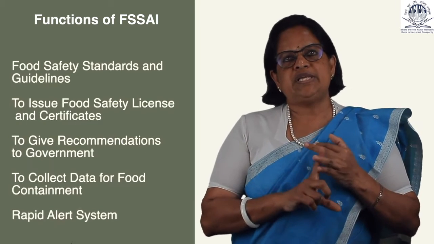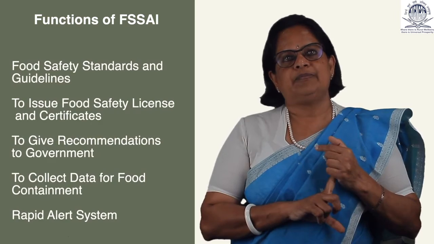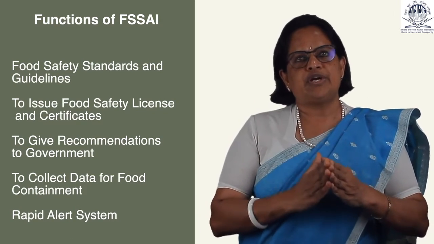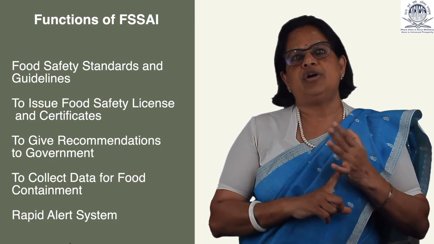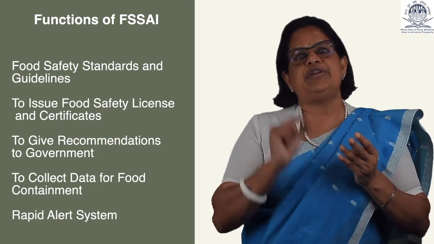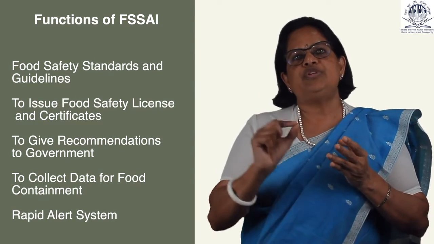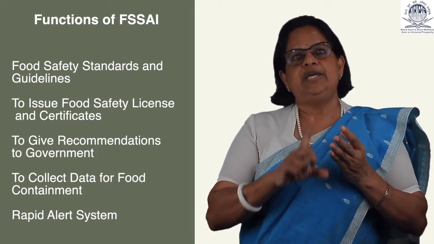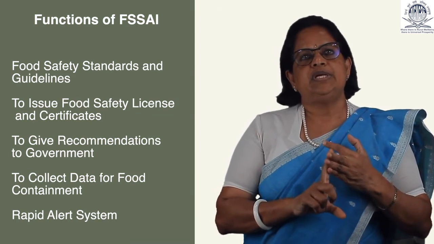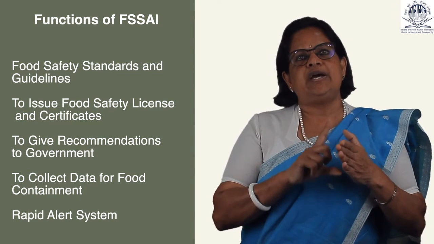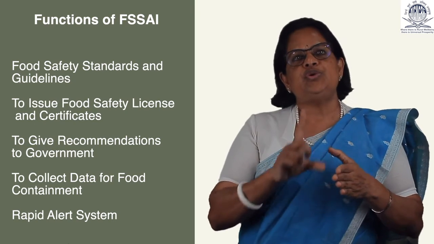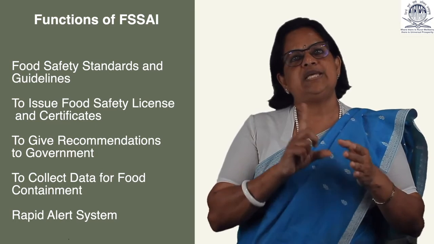Now, let us understand the functions of FSSAI. The first function is to bring a comprehensive law in our country regarding food safety and quality. Second function is to ensure a single point reference system concerning food safety. Thirdly, to establish Food Safety and Standards Authority of India. Similarly, FSSAI ensures safe food practices. Also issues food safety license and certificates.